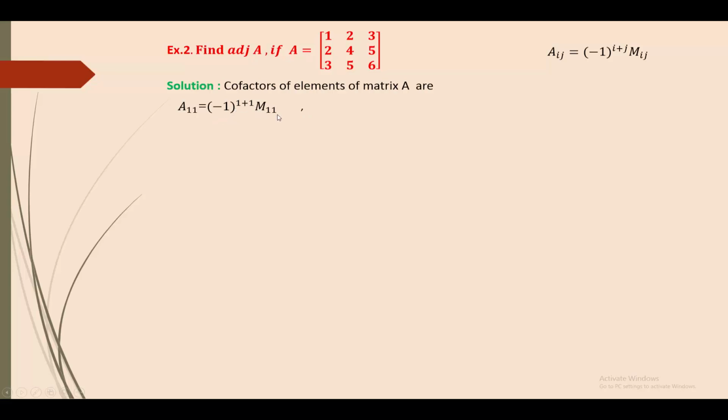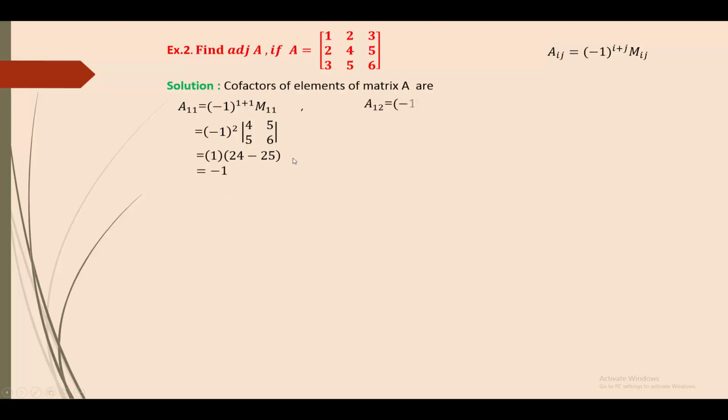Now the first cofactor element A11: i is 1, j is 1, so minus 1 raised to 1 plus 1 M11, equal to minus 1 square. Now minor M11 means deleting the first row and first column. Then determinant 4 5 5 6, with minus 1 square being plus 1. Now 6 fours are 24 and minus 5 fives are 25. So this is minus 1.